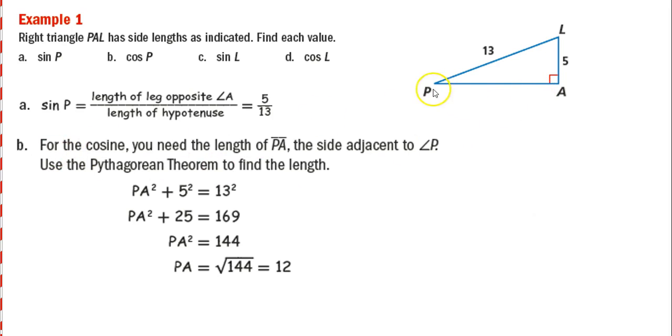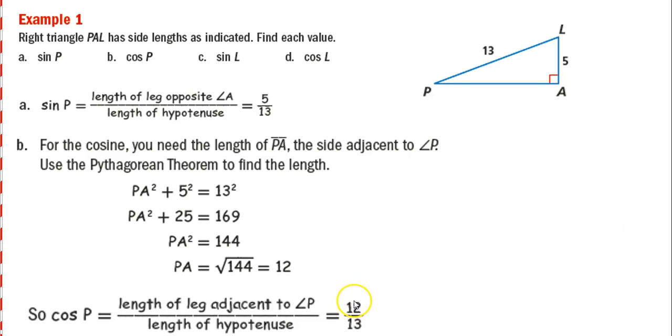So we're going to use the Pythagorean theorem to find this missing side length. So here's that work here. A squared plus B squared equals the hypotenuse squared. 5 squared is 25, 13 squared is 169, therefore PA squared is 144, therefore PA is equal to 12. So this length right here is 12. We found that from the Pythagorean theorem. Therefore, the cosine of angle P is the adjacent side over the hypotenuse. So the cosine of angle P would then be 12 over 13.